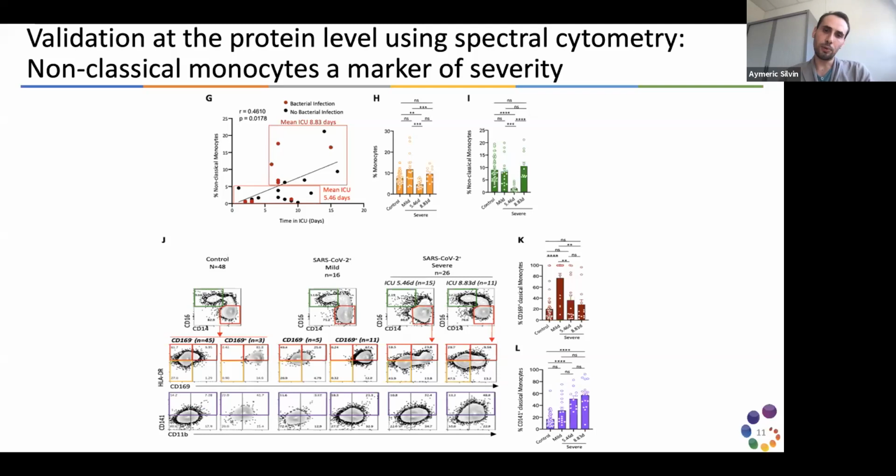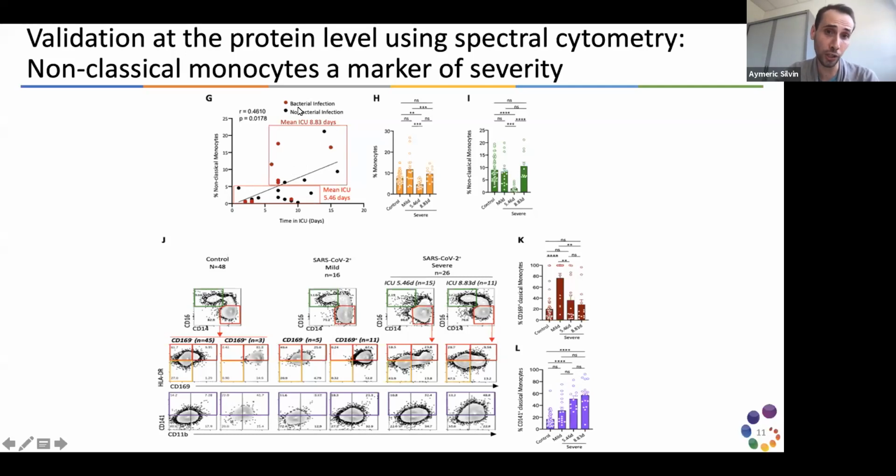So here is a representation of the percentage of non-classical monocytes, like I showed you in the first part of this presentation. In severe patients, we could observe that severe patients had a loss of non-classical monocytes in their blood flow. So here you have a severe patient with their time in ICU and the percentage of non-classical monocytes. And we observe that most of them lost their non-classical monocytes during the first week at the ICU. And then later on, some of them were recovering their non-classical monocytes.